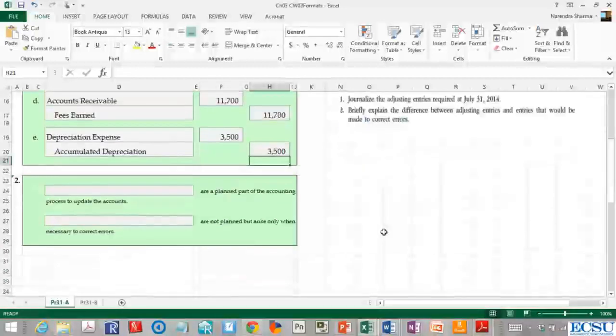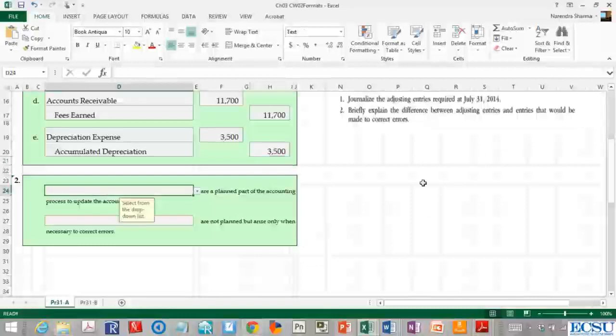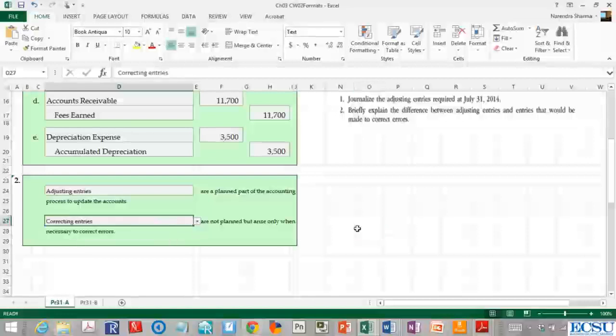And the next part of the question is to briefly explain the difference between adjusting entries and entries that would be made to correct errors. So now you'll have to understand that adjusting entries are planned entries to update your books of accounts, and of course the correcting entries are not planned but arise only when necessary to correct errors. So that would be how you will be handling that particular problem. Now let us go ahead and take the other one, that is the next one.